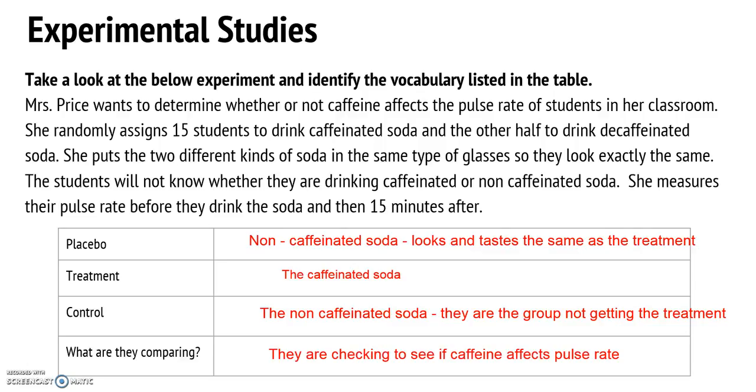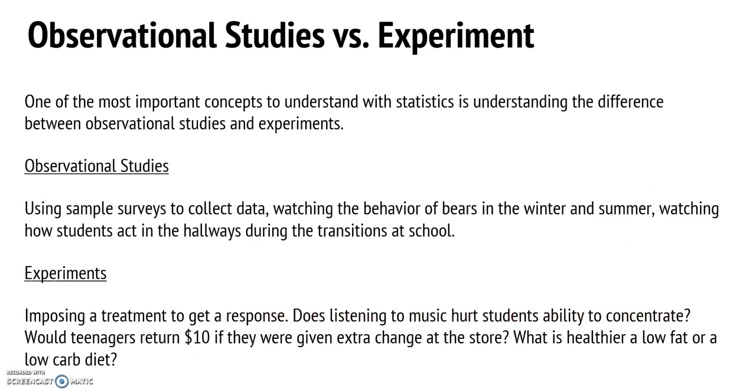What are they comparing? They're checking to see if caffeine affects the pulse rate. And here, since this is an experiment, we will be able to establish cause and effect. Does caffeine cause the pulse rates of the students to go up in the classroom?